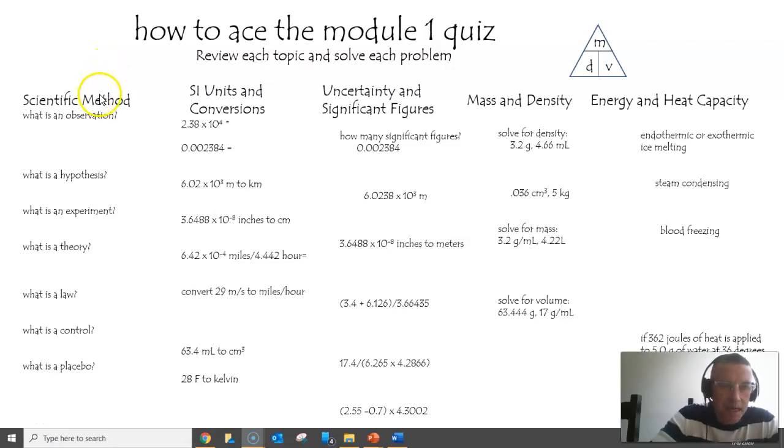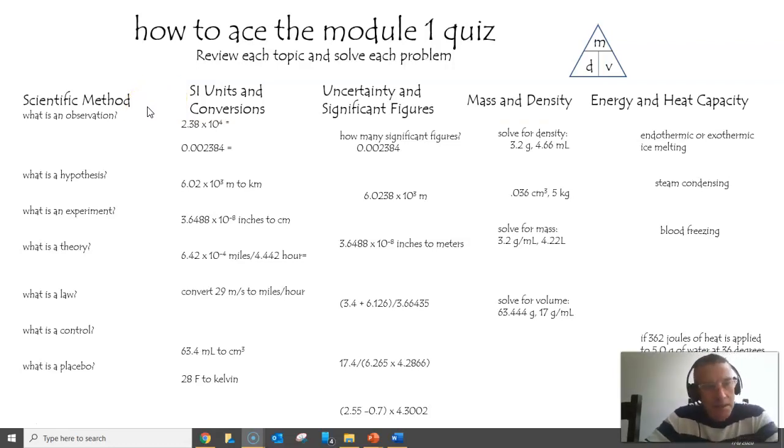The topics include the scientific method, SI units, sig figs, mass and density, energy, and heat capacity. What I'll do is I'll read each question and I'll provide the answer. If you really want to learn this stuff, I suggest you pause it and try to answer it on your own and see how you did.